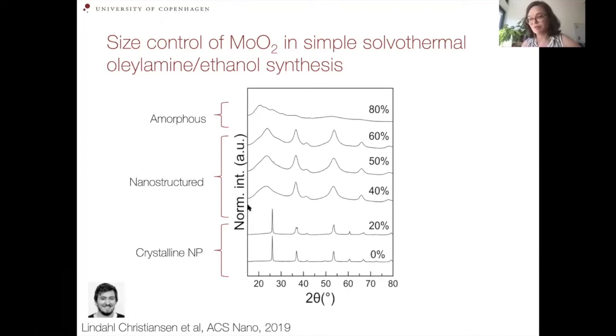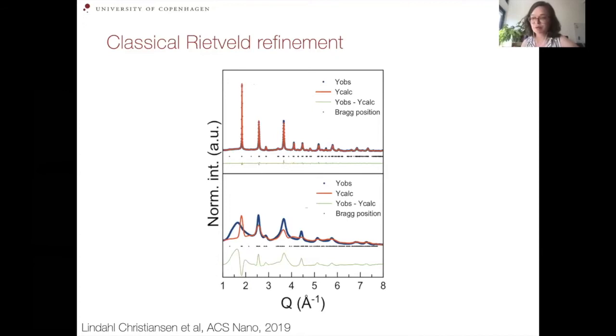The first thing that we do at this step in a synthesis is collect powder diffraction data, and then we do a Rietveld refinement. For these crystalline materials, synthesized with a high degree of ethanol as solvent, we can do a normal Rietveld refinement and analyze the structure like this. But when we try to make a Rietveld refinement of the data from these nanostructured molybdenum oxides, as we call them, it goes pretty wrong, and we cannot really describe the data at all.